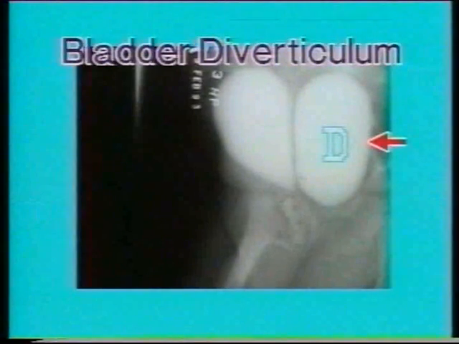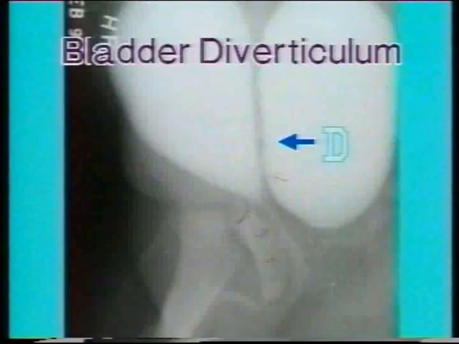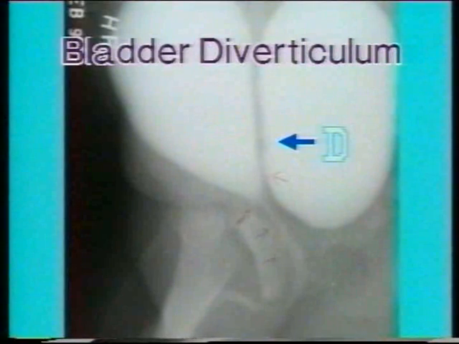This X-ray shows a bladder diverticulum that is as big as the bladder. The blue arrow points to the narrow connection between the bladder and the diverticulum. A diverticulum is prone to develop infection and stone formation.